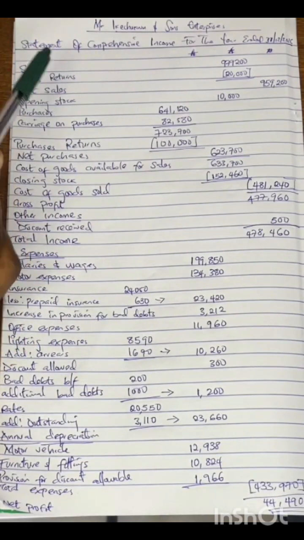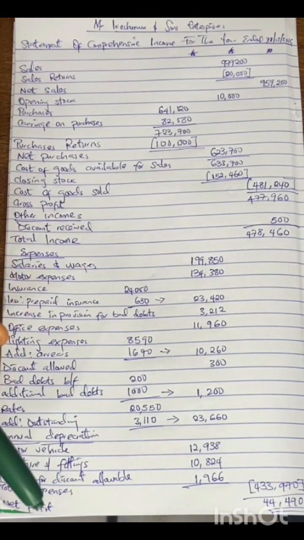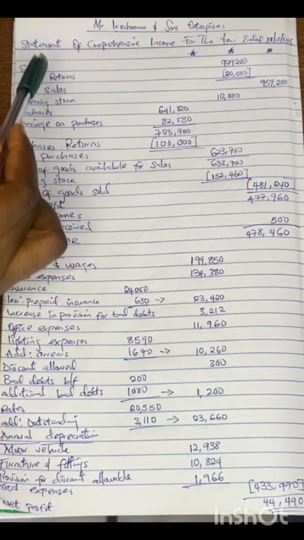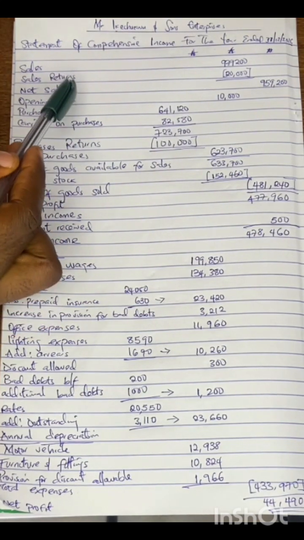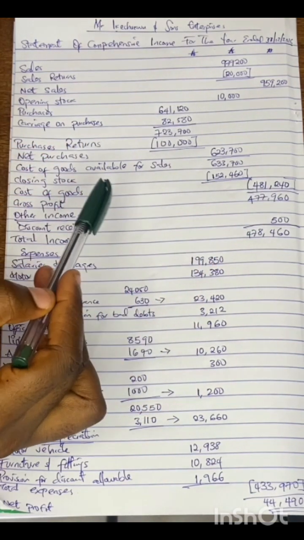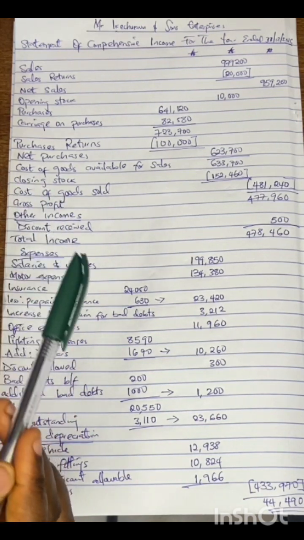Now we follow the format. We have our sales, okay? Now our comprehensive income, like I said, we are combining the trading account and the profit and loss account, right? So we have our trading section where we have our sales, we less our sales returns or returns inward to get our net sales. Then our opening stock, as you can see, we got to our gross profit, right? And then where we got to make adjustments.